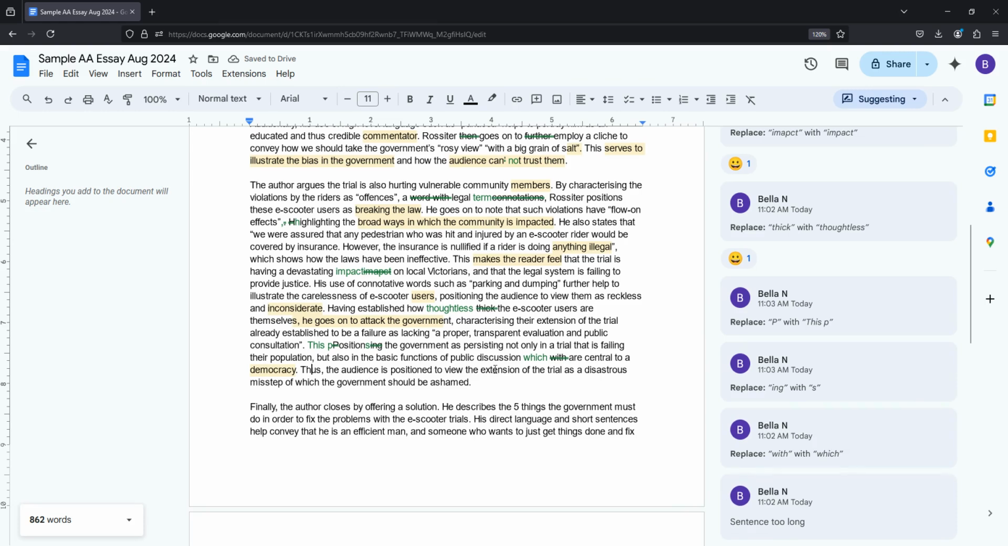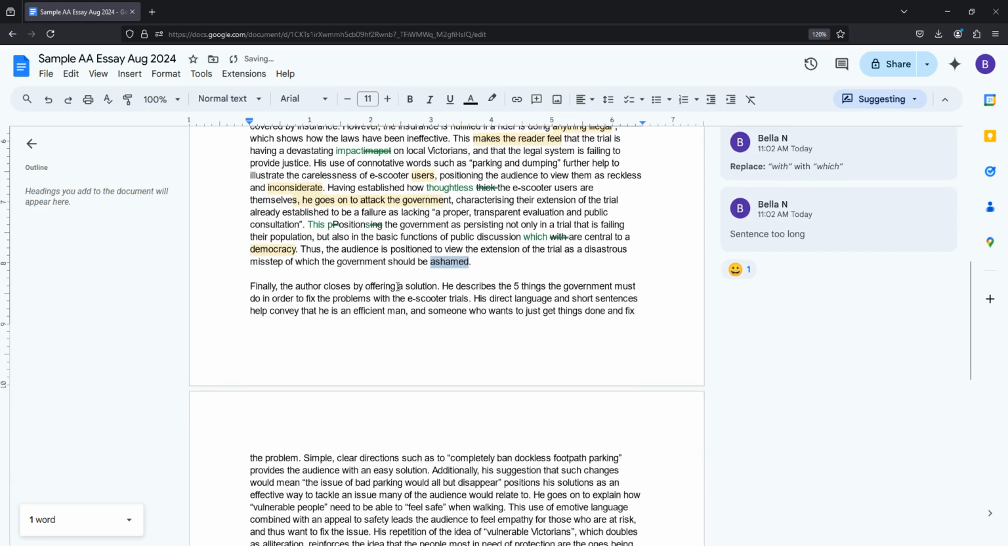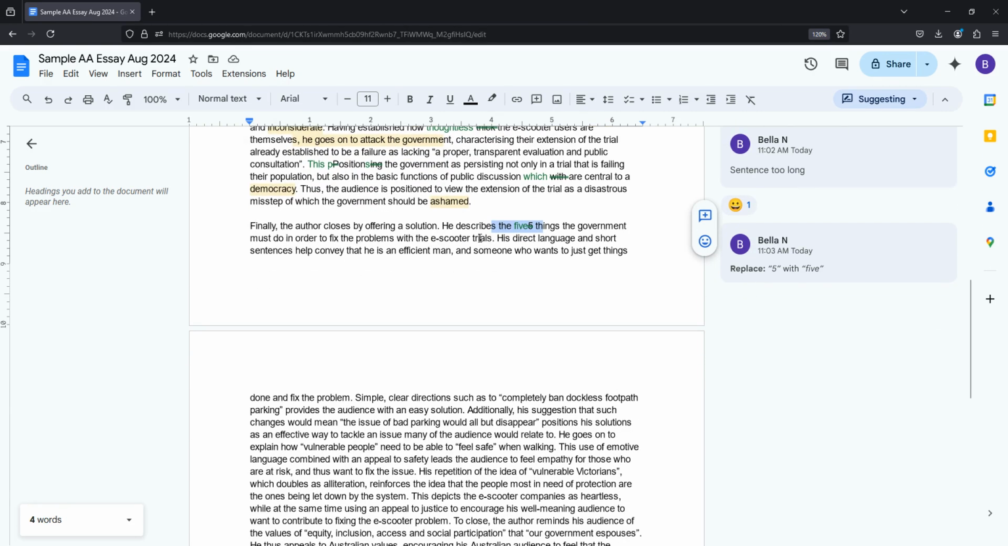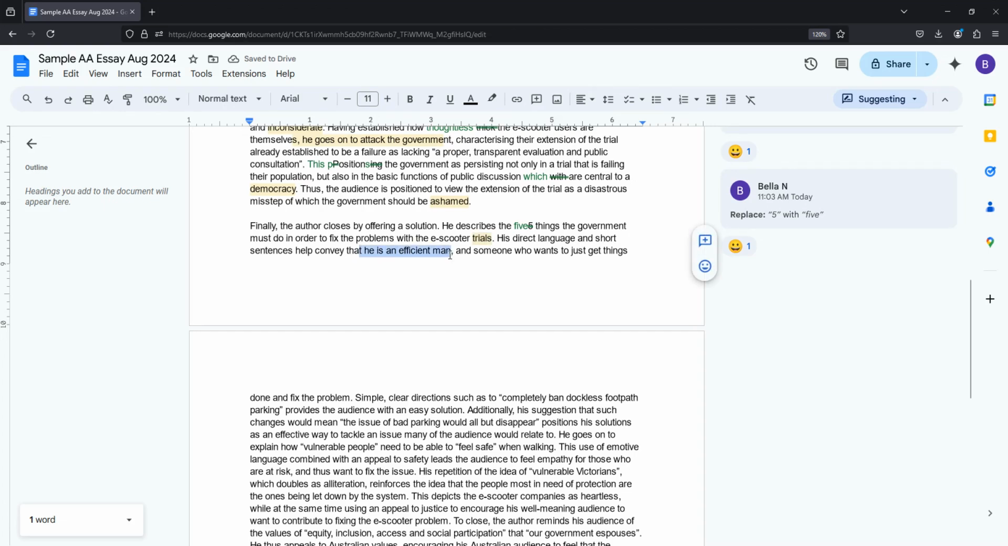Thus, the audience is positioned to view the extension of the trial as a disastrous misstep. Yeah, cool. That looks really good. Finally, the author closes by offering a solution. All right. A little bit short in terms of a topic sentence, but it's okay. It describes the 5 things, as less than 10 should be written in full, that the government must do in order to fix the problems with the e-scooter trials. Cool. That sounds good. His direct language and short sentences help convey that he is an efficient man who has done and fixed the problem.